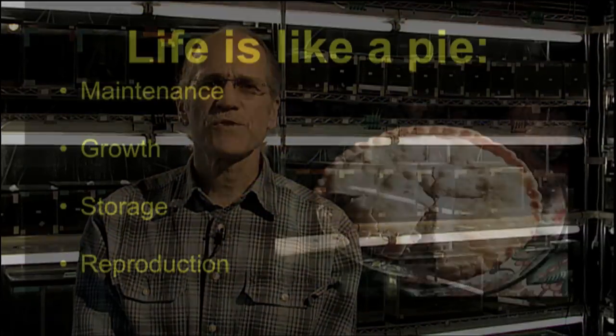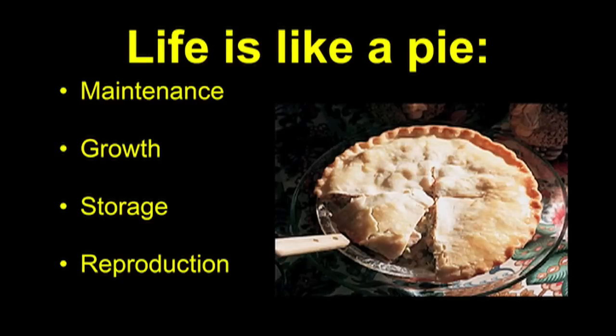Now, to understand the life history, what I want to do is to explain a little bit from a conceptual point of view the body of theory that defines how we predict life histories should evolve. To understand this, what you have to do is to think of your life as if it were a pie, and you divide that pie up into different slices.